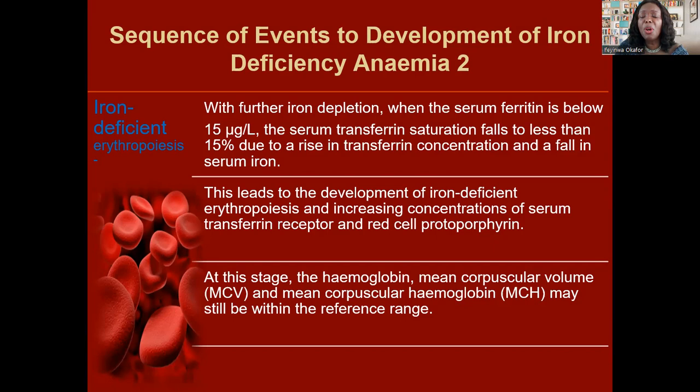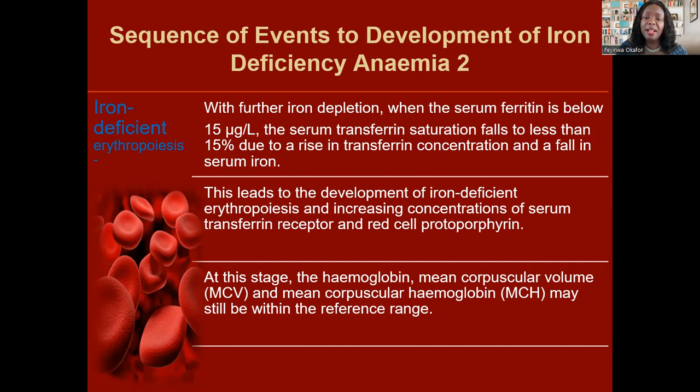And then red cell protoporphyrin, remember that protoporphyrin is produced as a part of heme. And it's only when iron is incorporated into protoporphyrin that heme is formed. In iron deficient erythropoiesis, the body keeps making protoporphyrin ring, but there is no iron to incorporate into the protoporphyrin ring because the body is deficient in iron. So at this stage, the red cell protoporphyrin, when estimated, is increased.